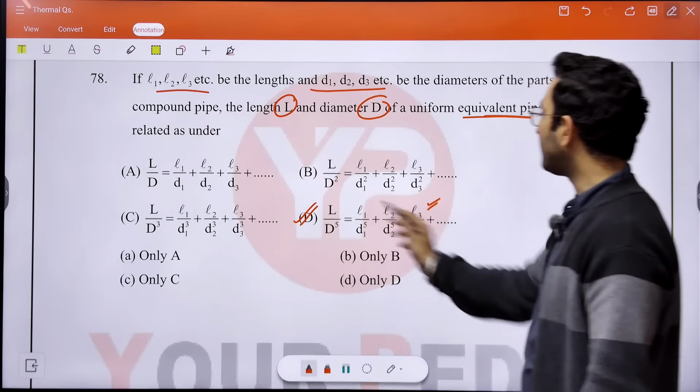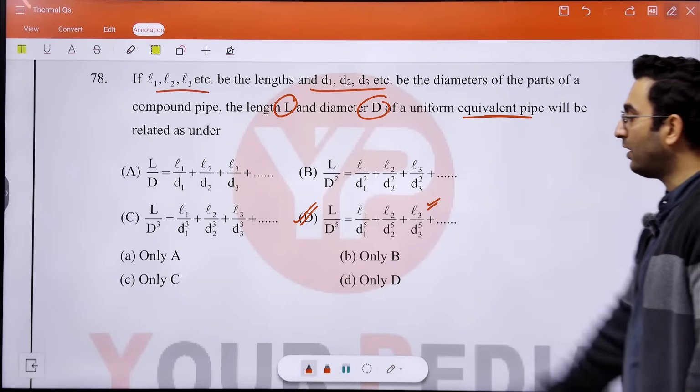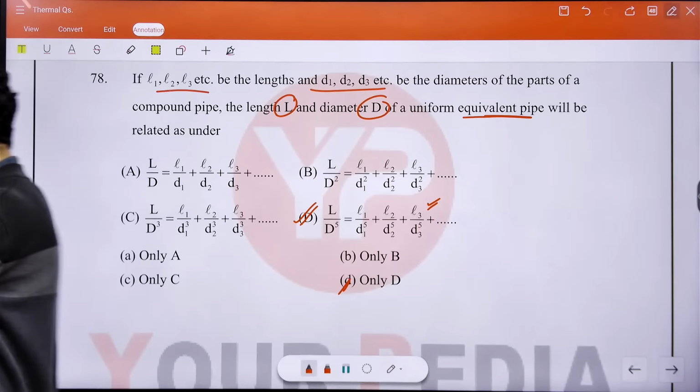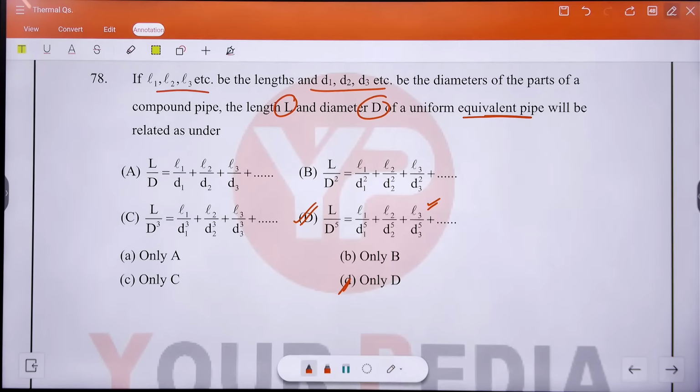In the case of a series connection, the relationship between the dimensions of the equivalent pipe and the compound pipe is written in this way. Remember that condition. Option number D will be the correct answer here.